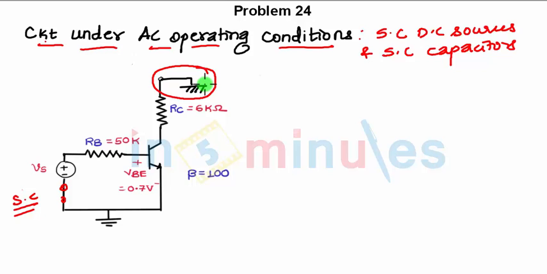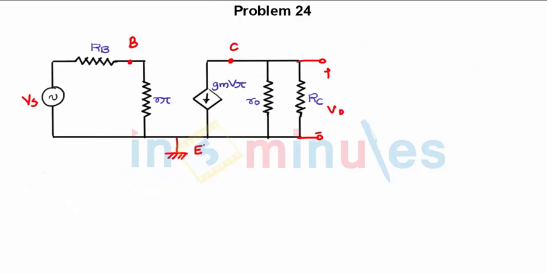After this, we replace the transistor by its hybrid pi equivalent circuit. So RB and RC will remain as they are in the circuit. When you redraw the circuit, it will look like this. R pi between base and emitter, and the voltage across R pi is V pi. You have GM V pi between collector and emitter. You have RO, since VA is given in the question, and RC.